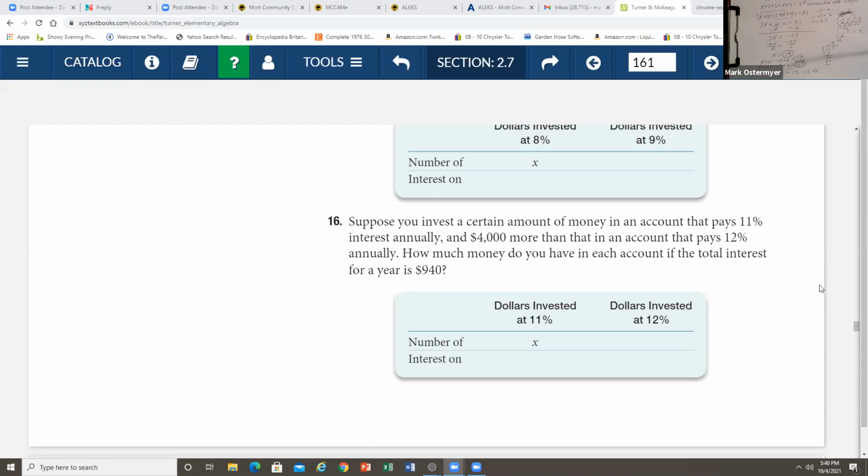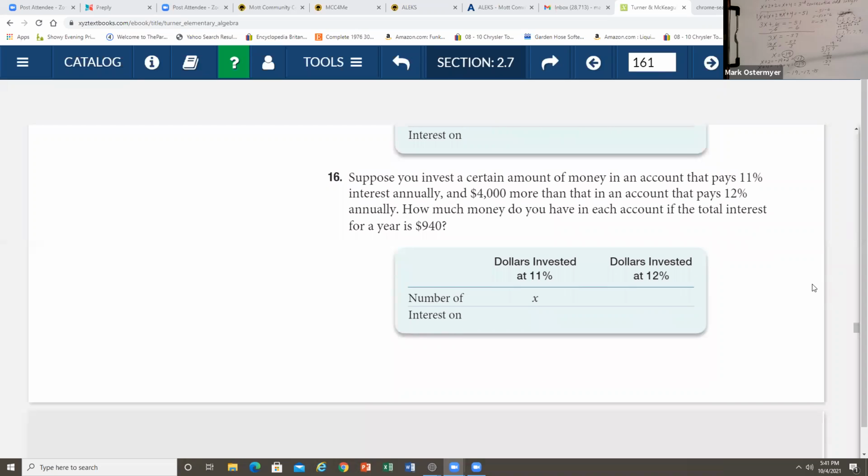Ladies and gentlemen, this is called a simple interest problem, okay? And we're going to walk through this problem. Notice they give you a table to help you organize your information. This table has 2 rows.